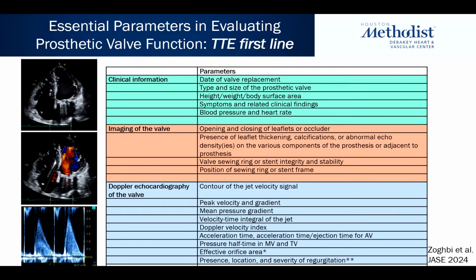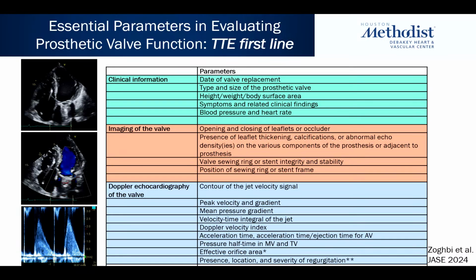there is an entity of prosthesis-patient mismatch, keeping in mind that in the presence of obesity, flow may not necessarily be increased, so just dividing by body surface area may actually be misleading, so you have to be careful about that. Symptoms and related clinical findings and the indications for such an imaging, blood pressure and heart rate are certainly very important in valves in the mitral or tricuspid position because they affect gradient significantly with the diastolic filling period.